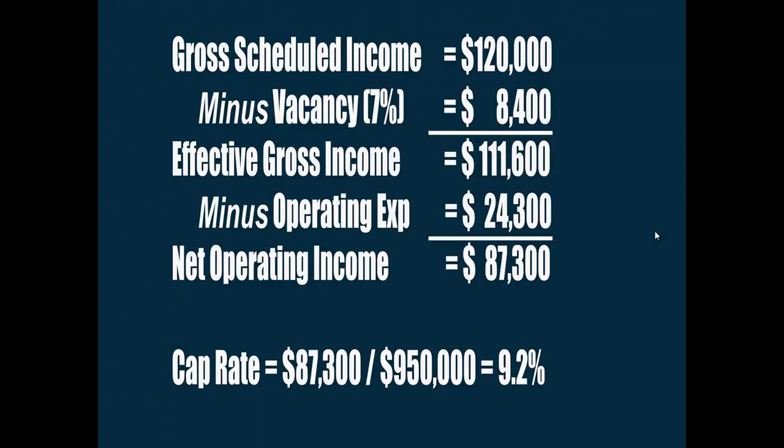The cap rate again is the NOI divided by the sales price. Now we're paying $950,000 for this building. Our NOI is $87,300. So $87,300 divided by $950,000 gives us a 9.2% cap rate. Now let's see how that compares with what we're really earning as an investment return.